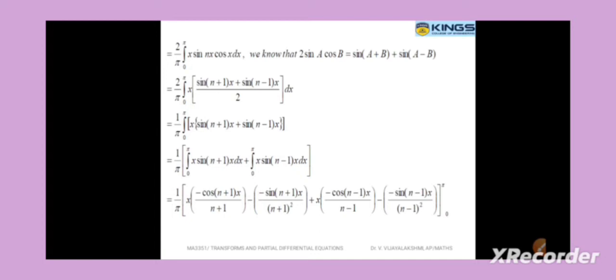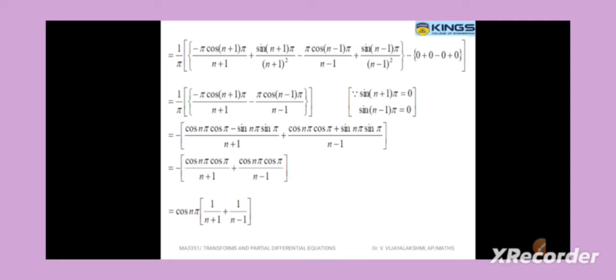Plus, for the second part of the integration, u equal to x and dv equal to sin((n minus 1)x) dx. So u is x, v is the integration of sine, minus cos((n minus 1)x) divided by (n minus 1), minus u dash v1. U is x means u dash is equal to 1, so 1 into v1, where v1 equal to minus sine((n minus 1)x) divided by (n minus 1) the whole square. So over the limit 0 to pi.